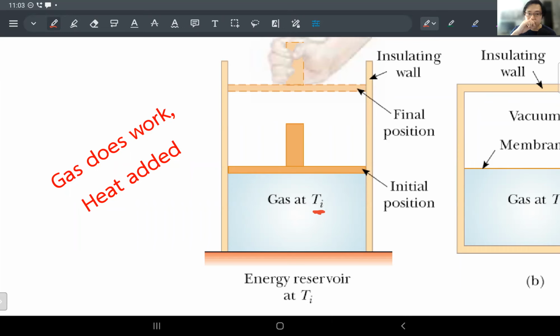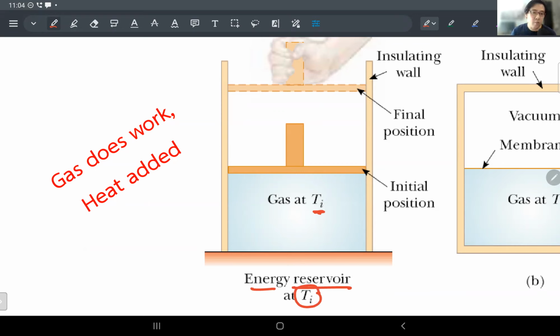Guys, you have a gas at some initial temperature. Okay, let's say T sub i. And the gas is contained in a movable piston, so somehow there is a movable piston that you can move up and down. This means the gas can be expanded or contracted, depending on the action that you put on the gas. Now, look at the bottom of this gas. It turns out it makes thermal contact with the energy reservoir at this temperature, which is supposed to be the same.